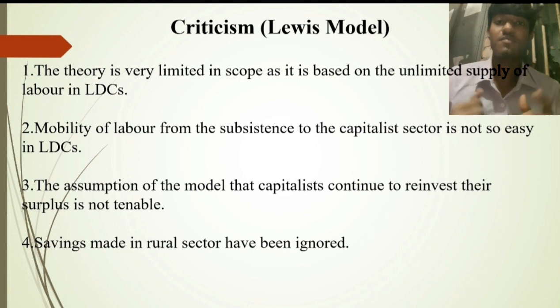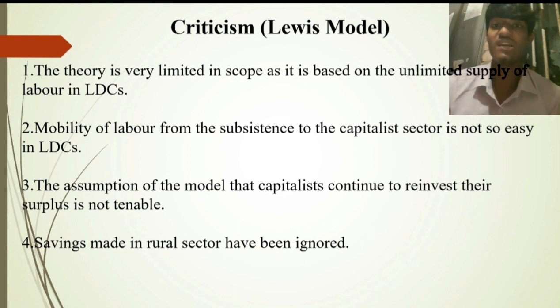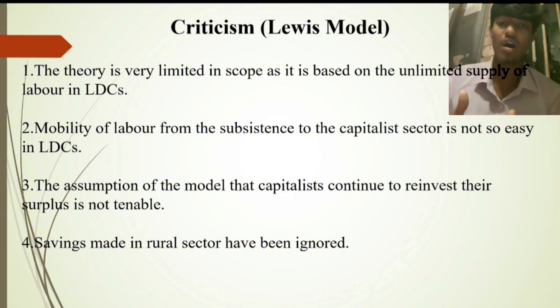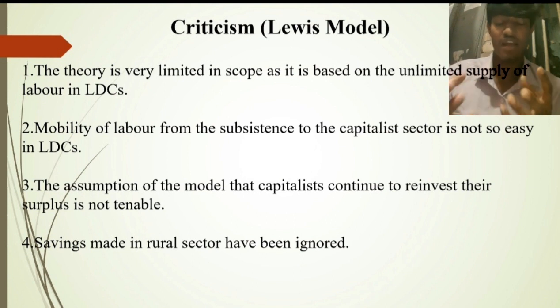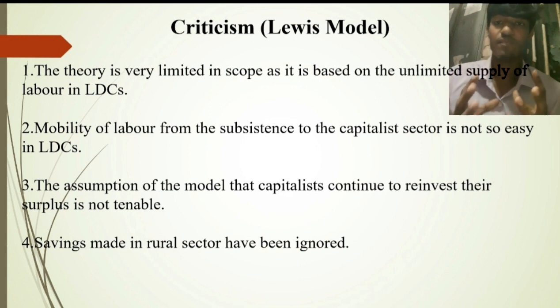Number 3, the assumption of the model that capitalists continue to reinvest their surplus is not tenable. Number 4, savings made in the rural sector have been ignored. Is it rational that only capitalists save and reinvest, and the people in the primary sector neither save nor reinvest? Obviously the answer is no. The people in the primary sector can also save and reinvest their money.